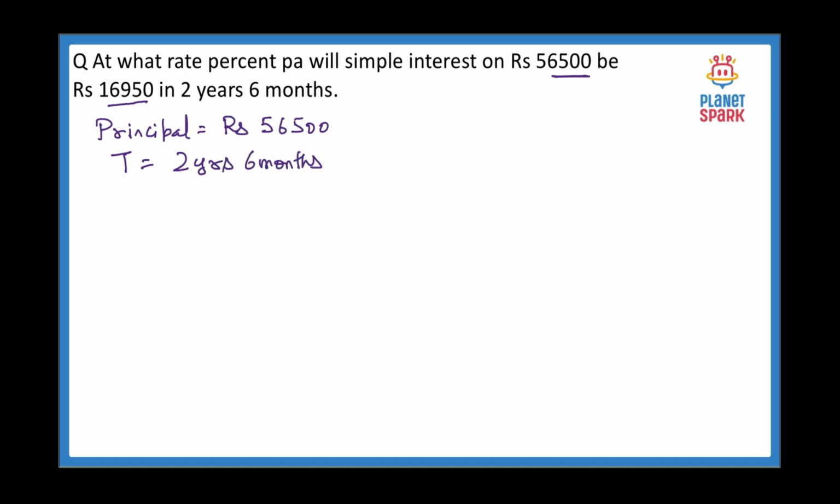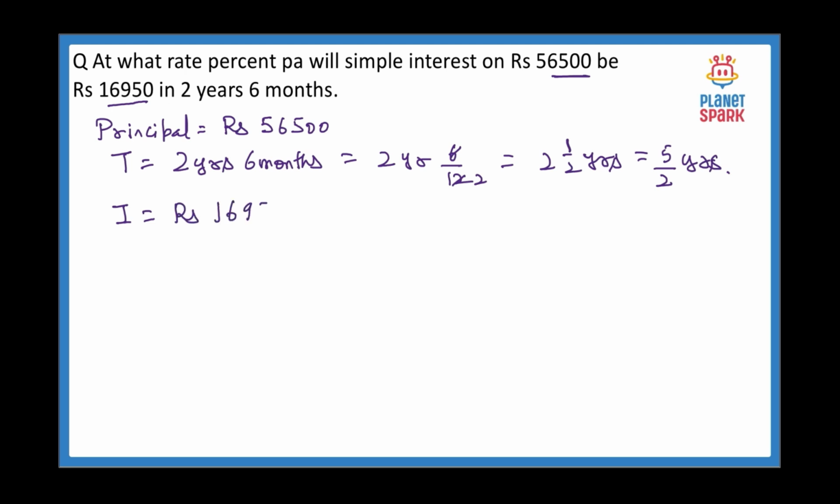So principal 56,500, time 2 years 6 months. 2 years 6 months, I am going to convert that into years. So 2 years and 6 by 12 years, which is 2.5 years, and 2.5 years in mixed fraction, converting into improper fraction, we get 5/2 years. Further, we are given that the interest amount is rupees 16,950. I have to find out the rate of interest in this case. So let the rate of interest be R. We'll take the rate as R only.